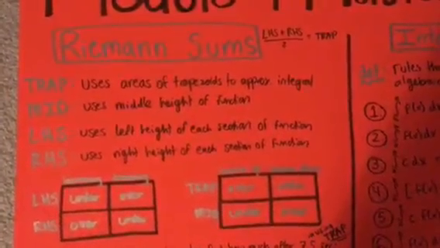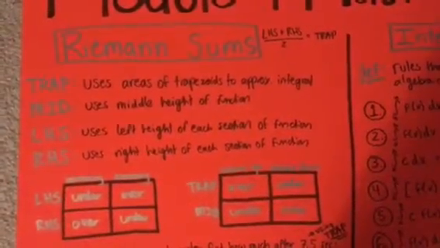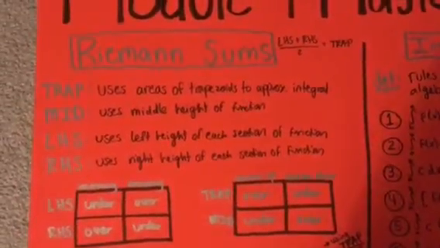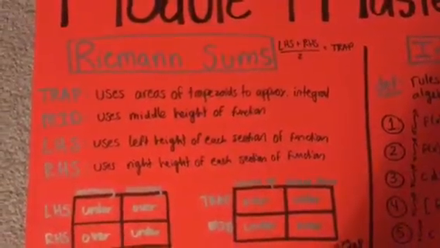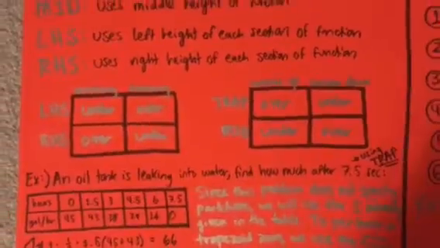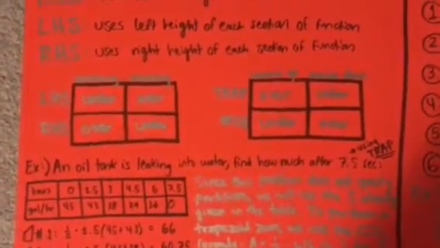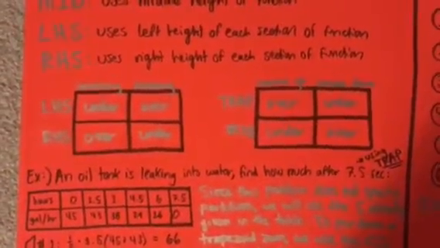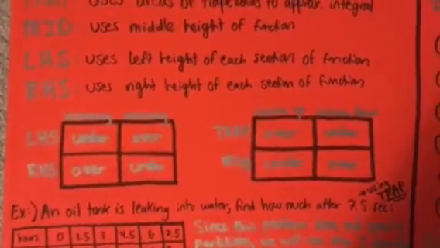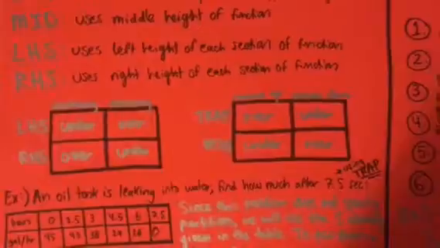Midpoint uses the middle height of the function in each interval of the integral, and then the left hand uses the left height and the right hand uses the right height. And then here's just a chart showing how to tell if the Riemann sum is over or underestimating the area under the curve based on if it is either increasing or decreasing or concave down or concave up.